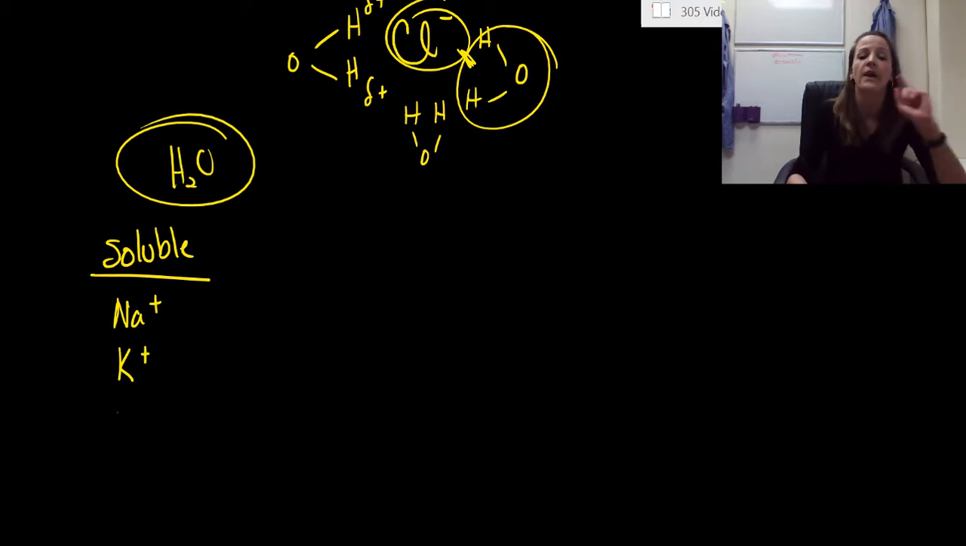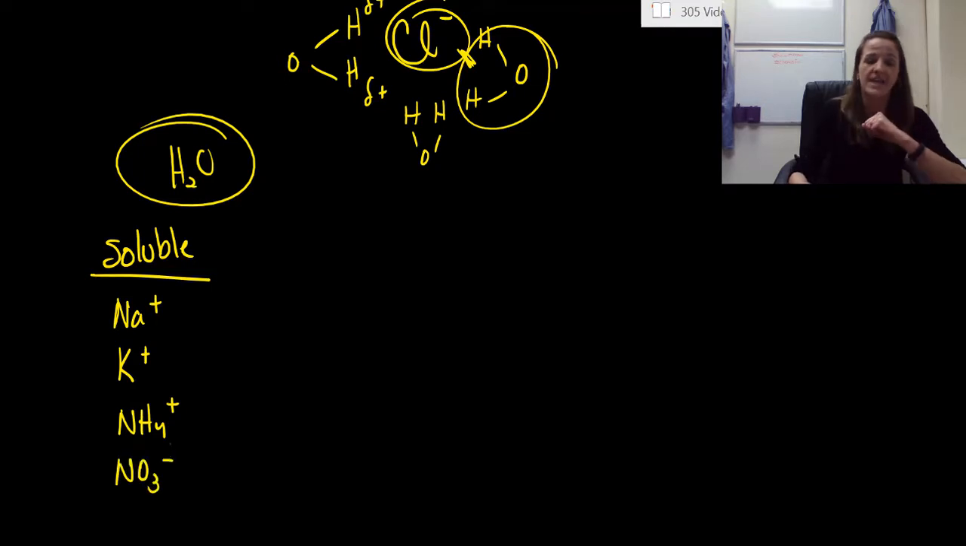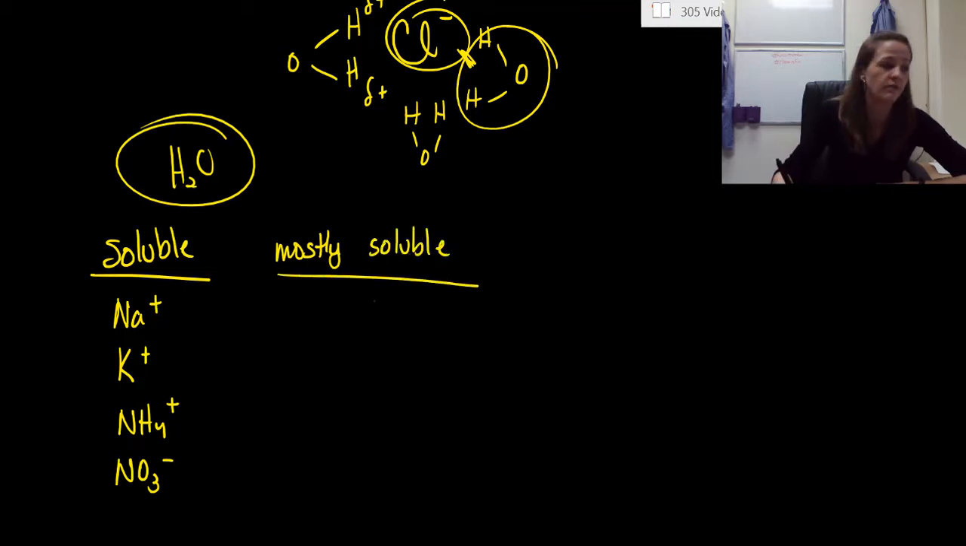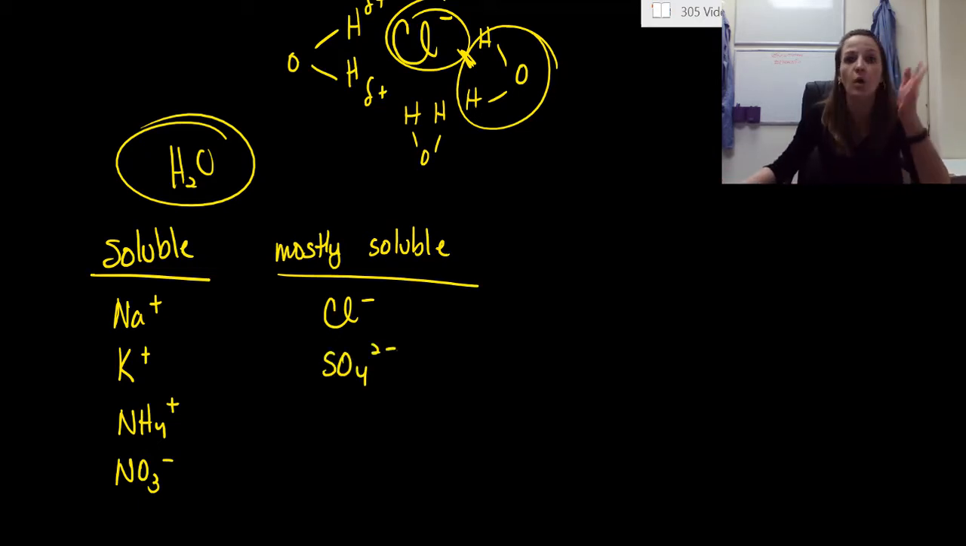So in water, if you dissolve sodium plus or potassium plus or NH4 plus cation or NO3 minus anion, they will always dissolve. Okay, so your sodium, potassium, ammonium, and nitrate are always soluble. Then we also have a category called mostly soluble. In our mostly soluble category, we just have 2 species. We have our chloride anion and we have our sulfate anion.